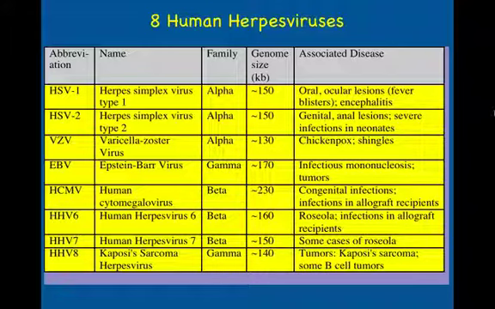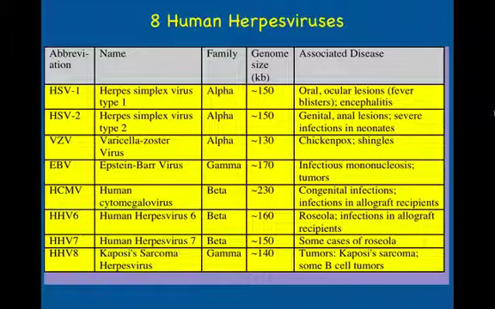Roseola, yeah, we talked about. HHV7 is in the beta subfamily, and this sometimes causes roseola. It's not important to our discussion. And 8 is Kaposi's sarcoma herpesvirus. It's in the gamma subfamily, like Epstein-Barr, and this is a little bit smaller than most of the others. But this is a known oncogenic virus, so this can cause cancer when it infects you.